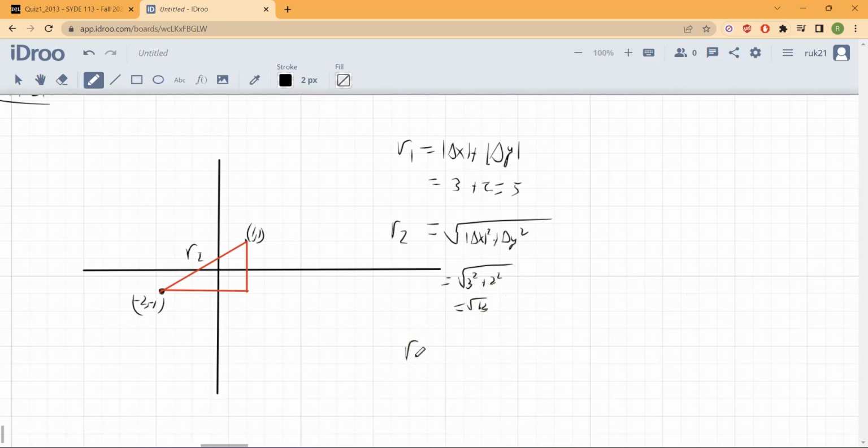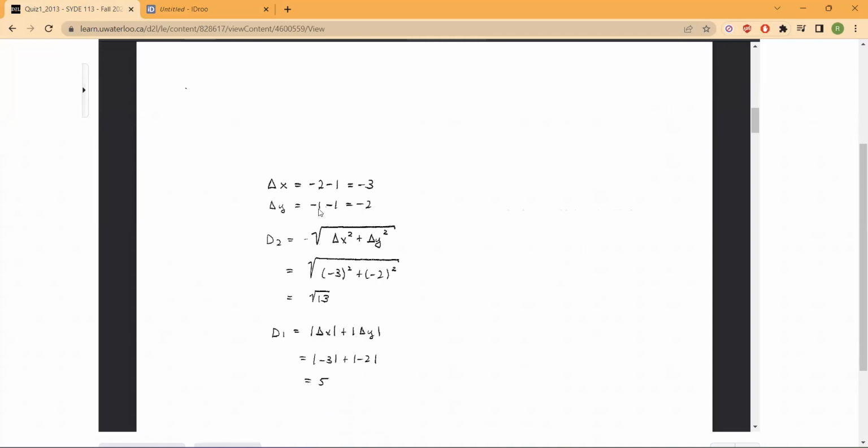Perfect. And our Chebyshev distance, you're just taking the max. So it's going to be the biggest one between the absolute value of delta x and the absolute value of delta y. In our case, delta x is 3, delta y is 2, and so that's why this would be equal to 3. Perfect. See, for now it doesn't seem too bad.